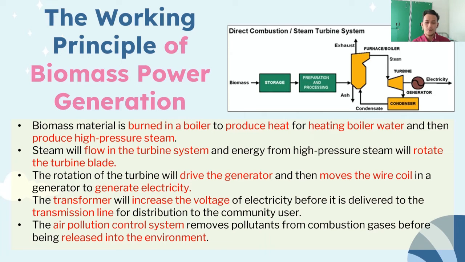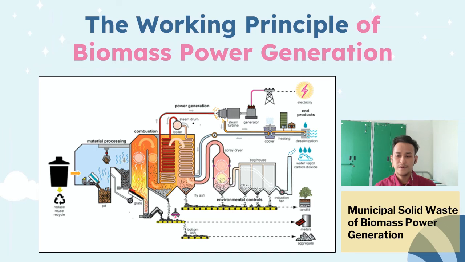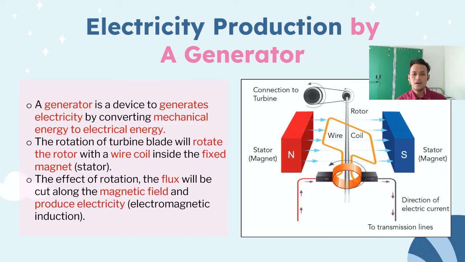The transformer will increase the voltage of electricity before it is delivered to the transmission line for distribution to the community user. The air pollution control system will remove the pollutant gas from combustion gas before being released into the environment. This is an example of municipal solid waste or biomass power generation.